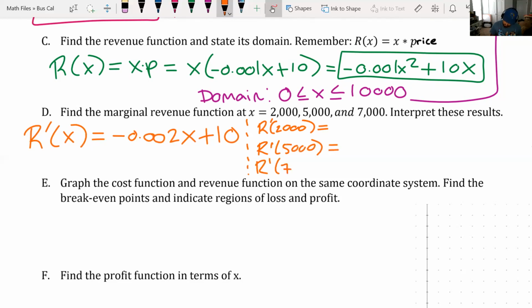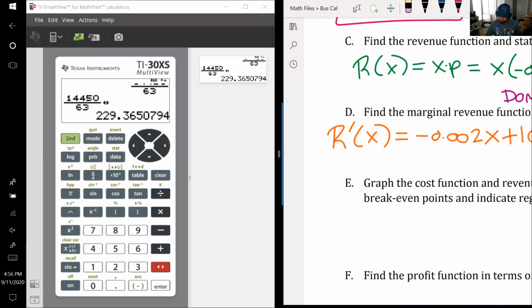R prime. That's 7,000. Okay. Calculator time.